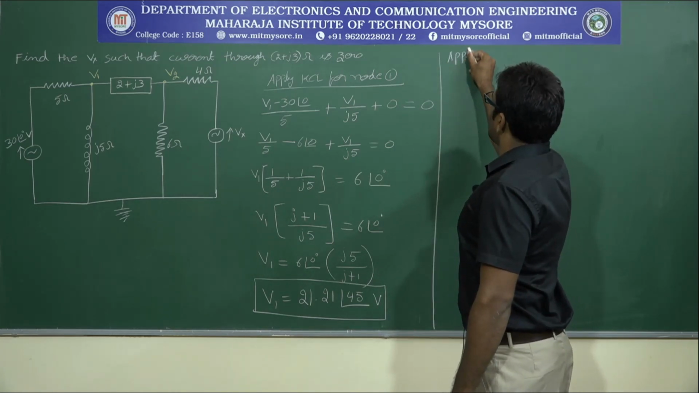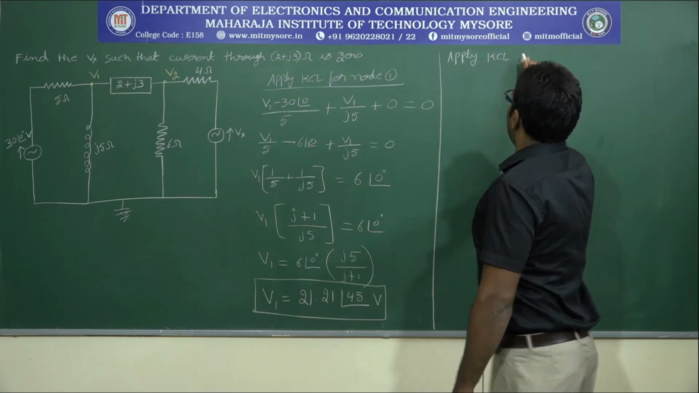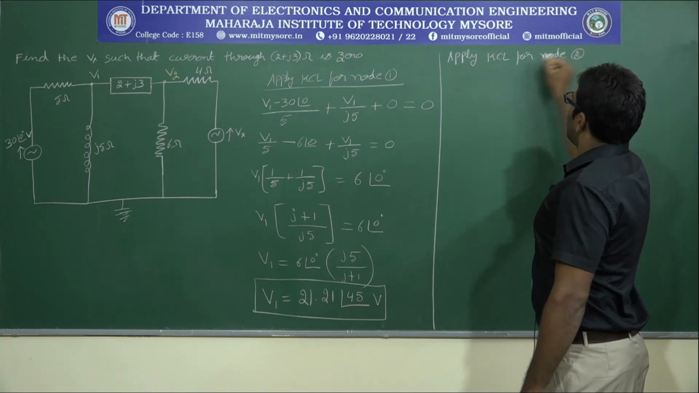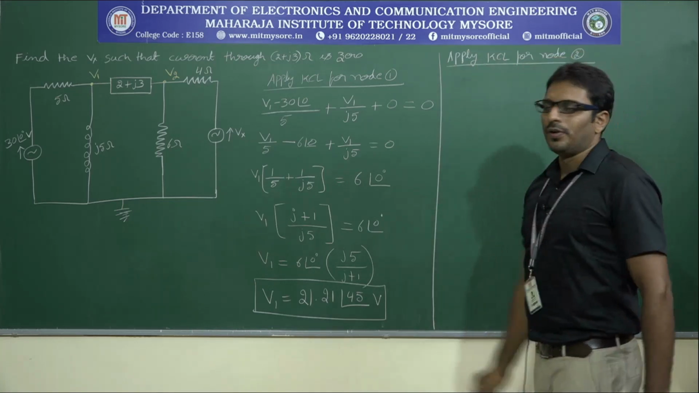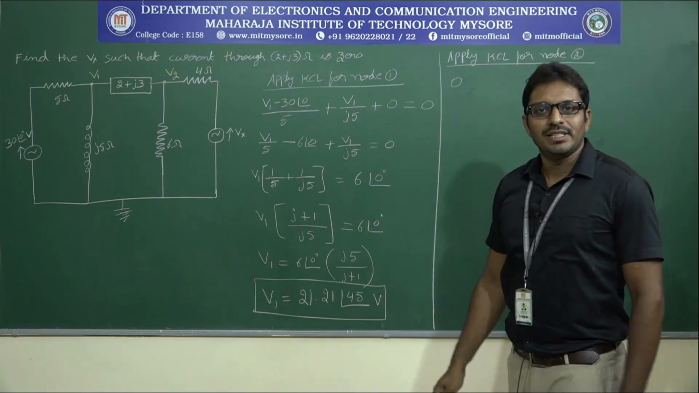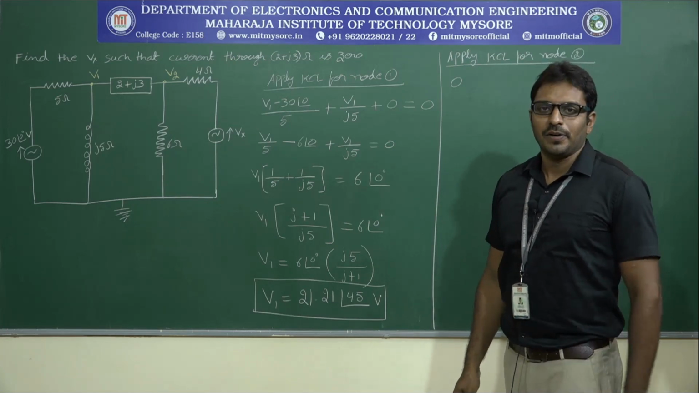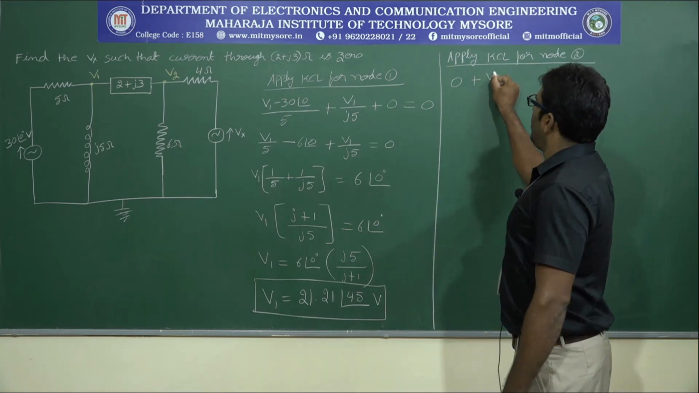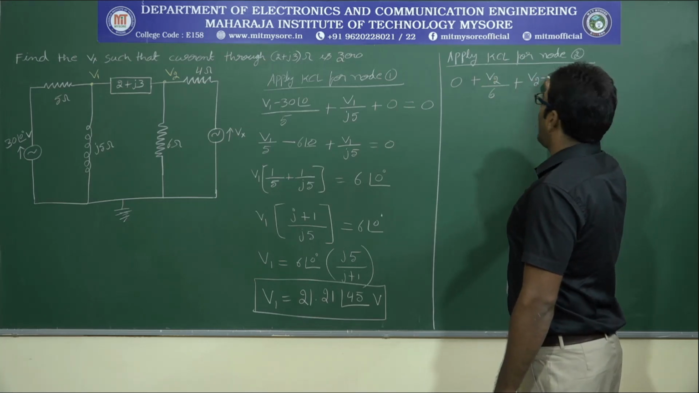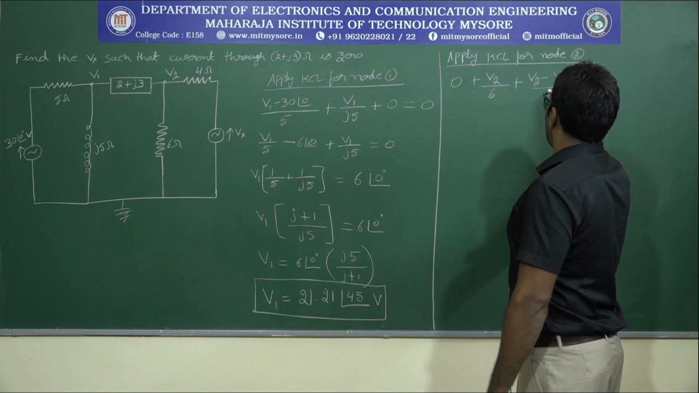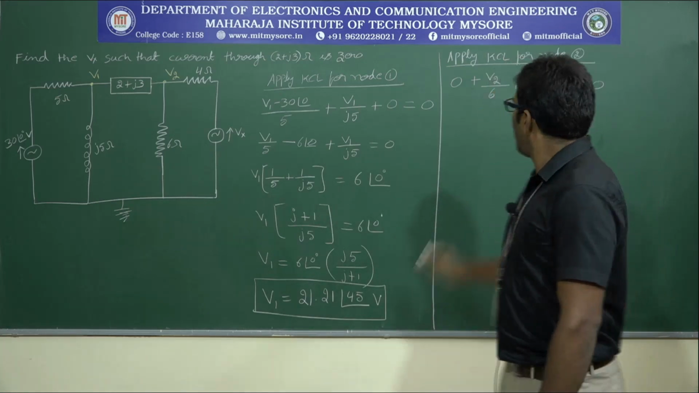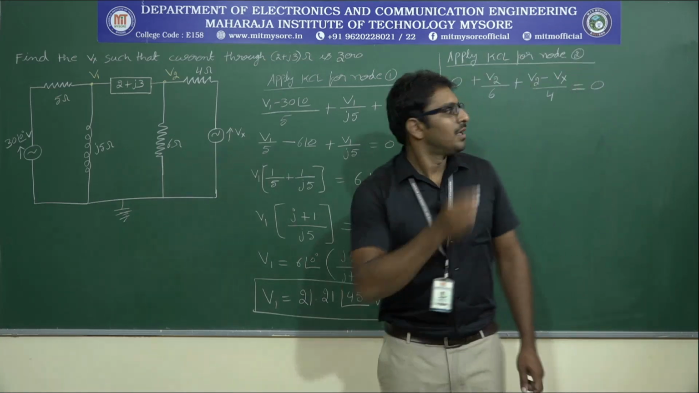Apply KCL for node 2. First let me write 0, because the current through the 2 plus J3 impedance is equal to 0, plus V2 divided by 6 plus (V2 minus Vx) divided by 4, that is equal to 0. Is that clear? Now simplify this equation.